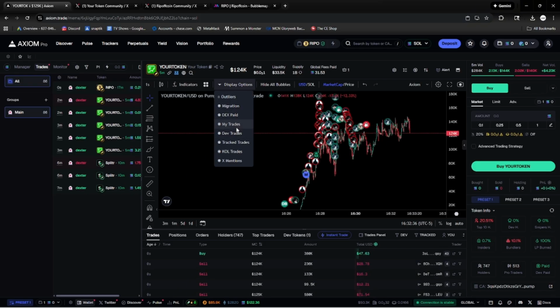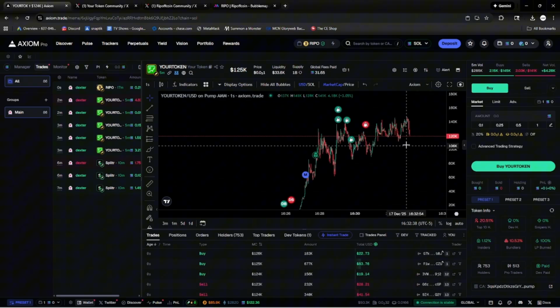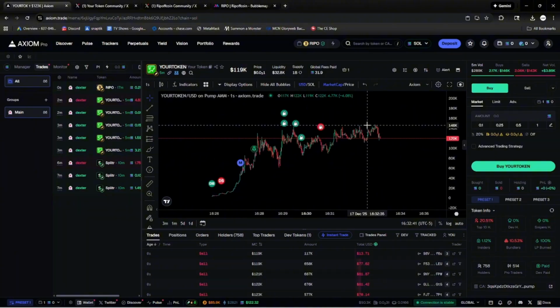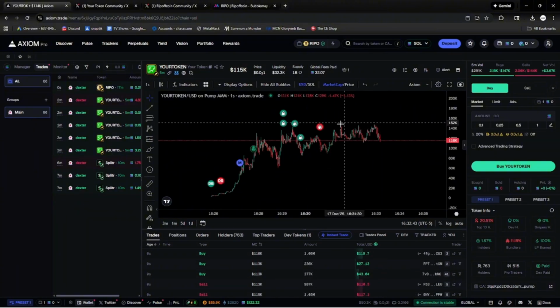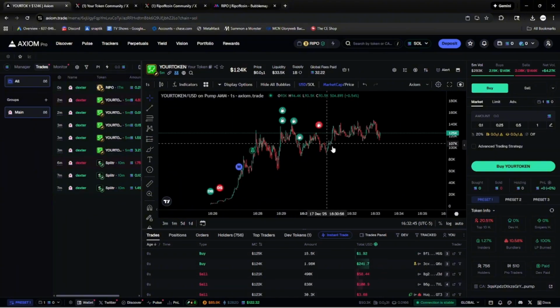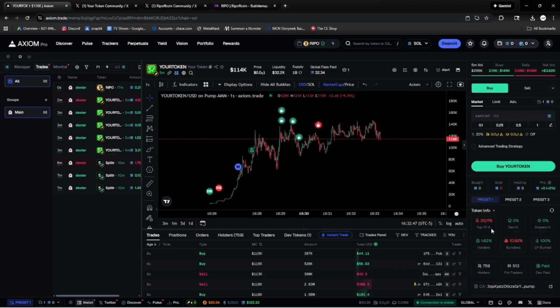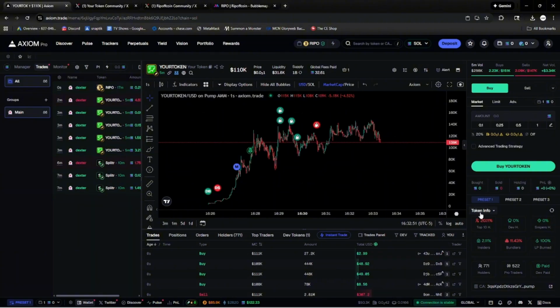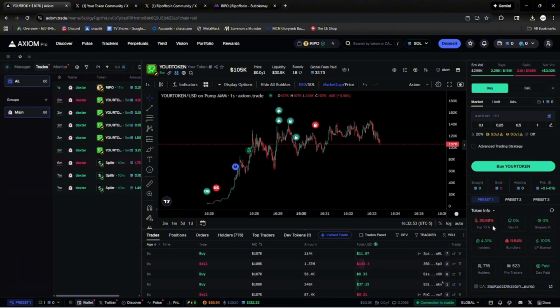But right now the narrative's too strong, it's breaking all-time highs, so that's a really good sign. And let me turn off these KOL trades, so you guys can see a cleaner chart. But it didn't break it all the time there, so it's very risky to buy this coin, guys. It's very volatile. The top 10 holders are controlling 20% of the supply. Once again, you do not want to see that. You do not want to see that many people controlling that much of the supply.